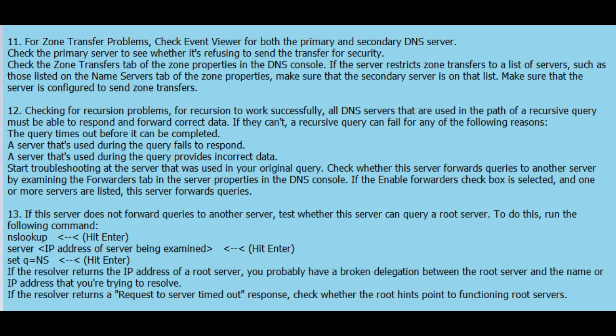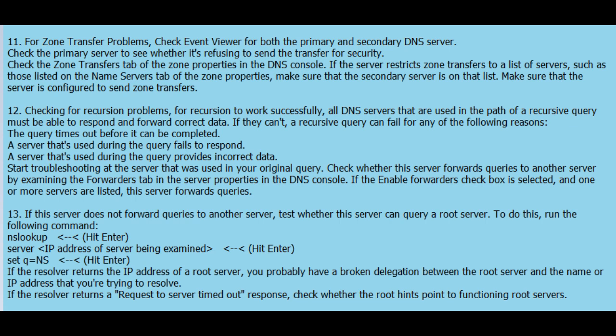To do this, run the following command. nslookup, hit enter. server, IP address of server being examined. Hit enter. set q=ns. Hit enter. If the resolver returns the IP address of a root server, you probably have a broken delegation between the root server and the name or IP address that you are trying to resolve.